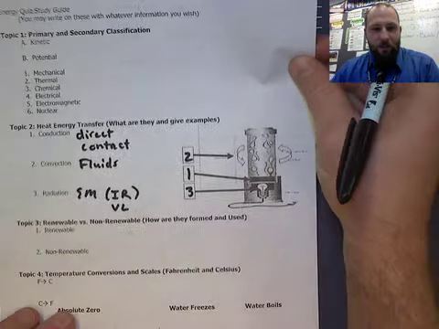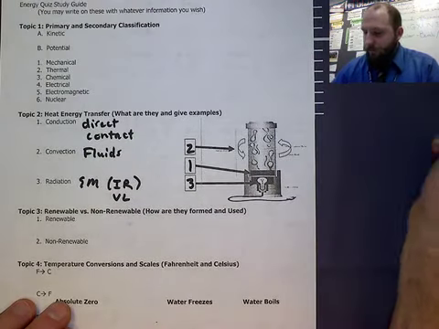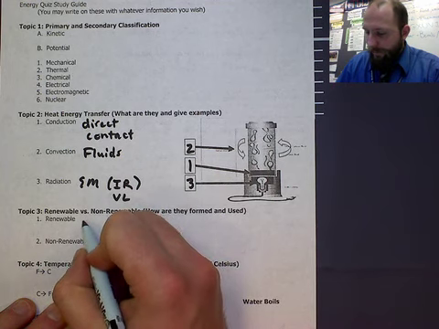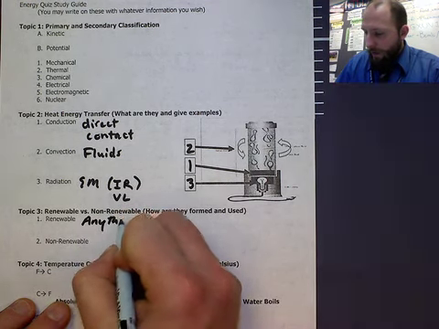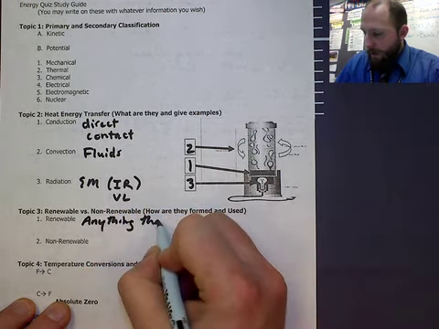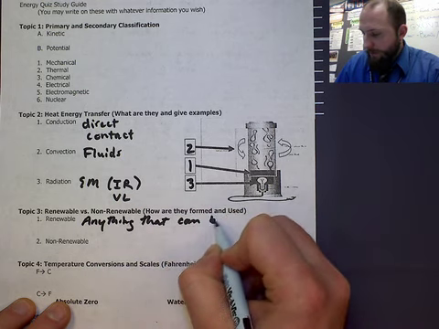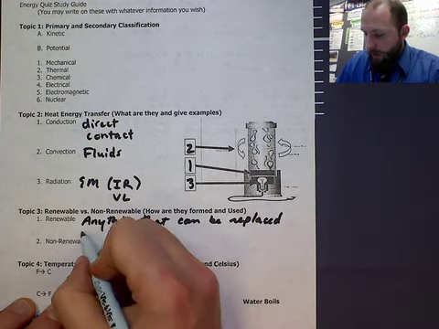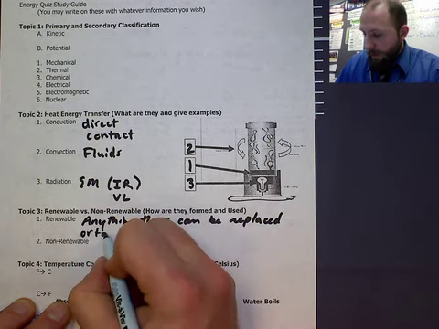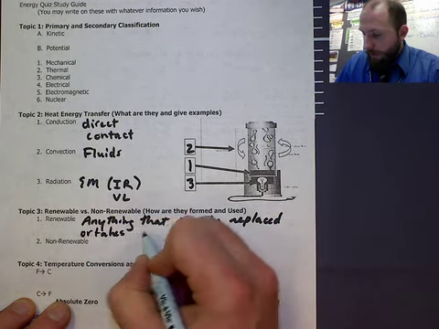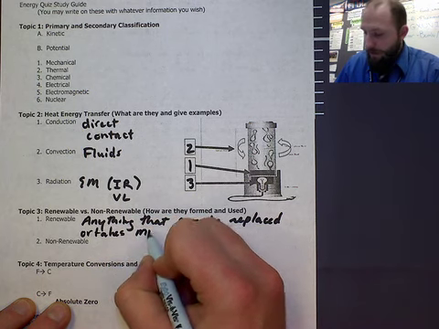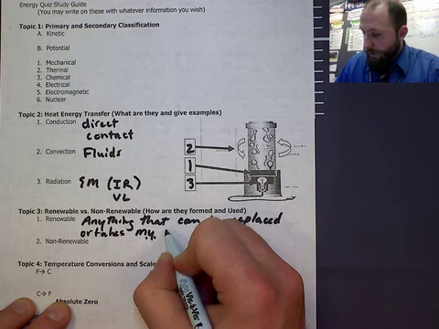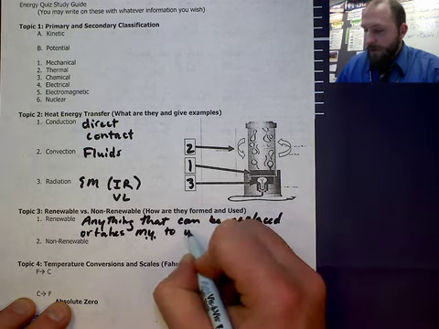Alrighty. Topic 3, renewable versus non-renewable. Renewable, this is anything that can be replaced or takes millions of years to use up.